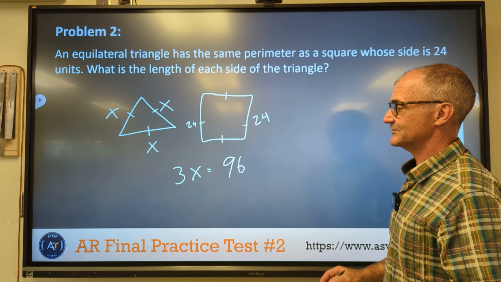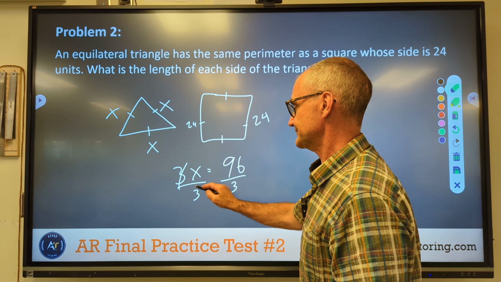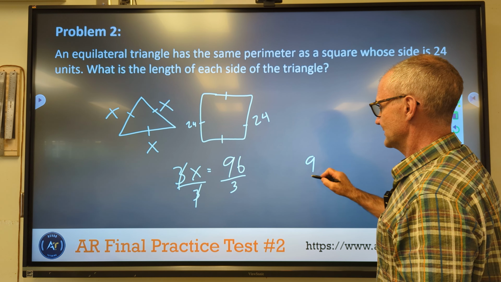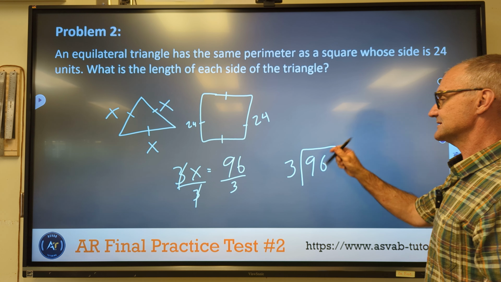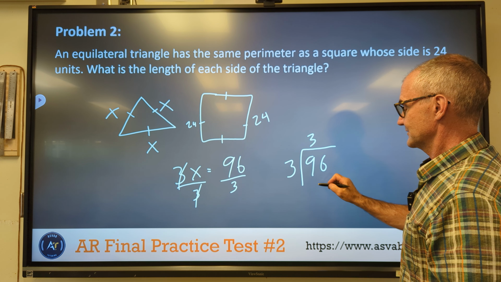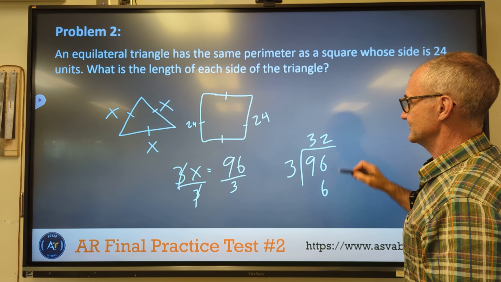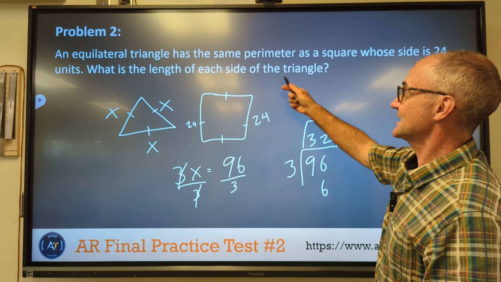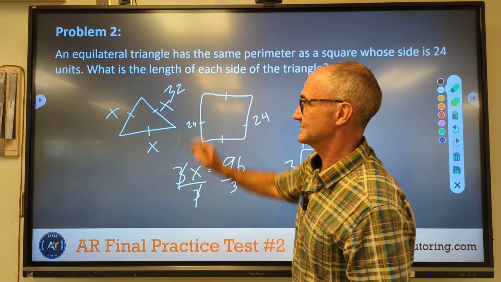Divide both sides by 3 to get x by itself. 96 divided by 3 is 32. Or I could do it this way, 96 divided by 3. 3 goes into 9 3 times. Bring down the 6. 3 goes into 6 twice, and I get 32. We just double check the wording. What is the length of the side of the triangle? And the correct answer is 32.